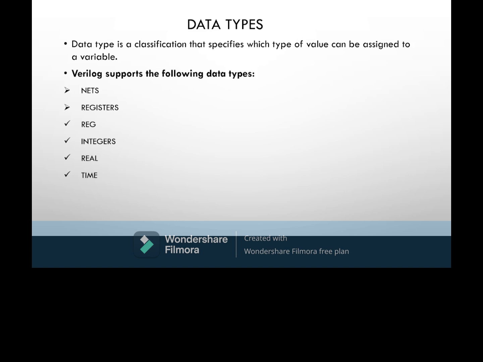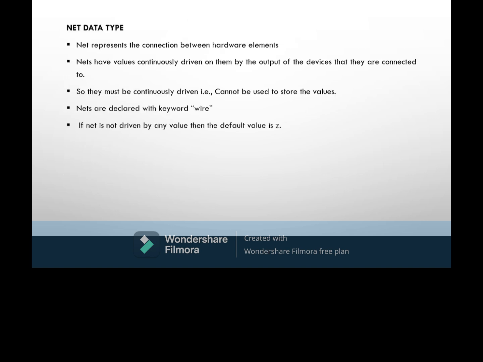Nets we declare with a keyword called wire. Just like in hardware, what does a wire do? It is just used for connection purposes, is it not? In order to connect two components, you use a wire in hardware. Similarly, in software, that is the work of the wire. To connect inputs, outputs, or some intermediate components, you use the data type called wire. And the default value of wire is Z.